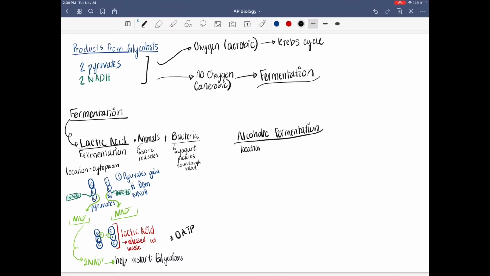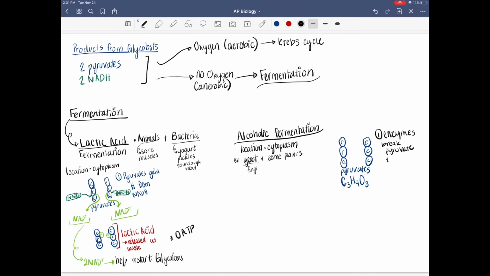The second type of fermentation is alcoholic fermentation. This is also in the cytoplasm. Some examples would be with yeast and some plants. Now, we're starting with that same, our 2 pyruvates. Now, the difference that we're going to see is before we take that hydrogen away from NADH, our enzymes will break that pyruvate, releasing some carbon dioxide.